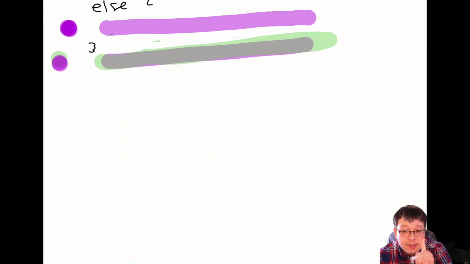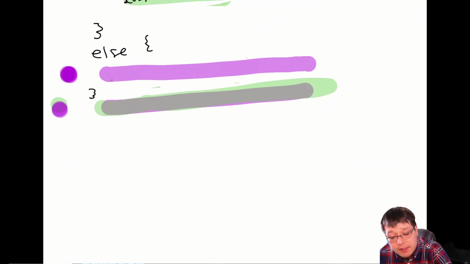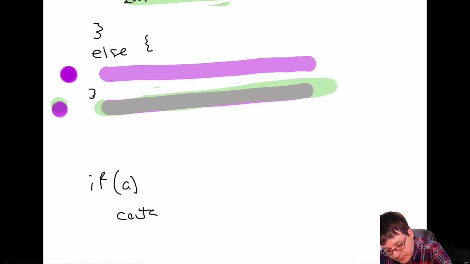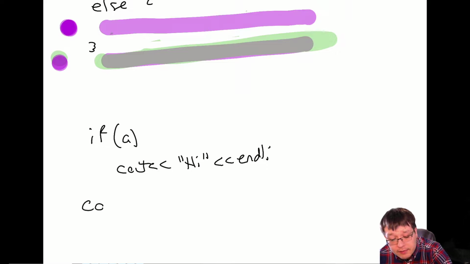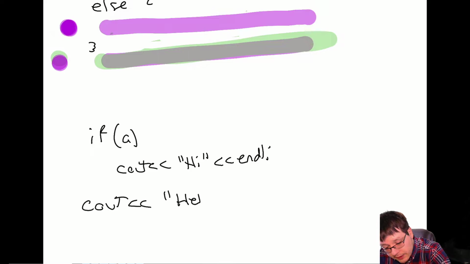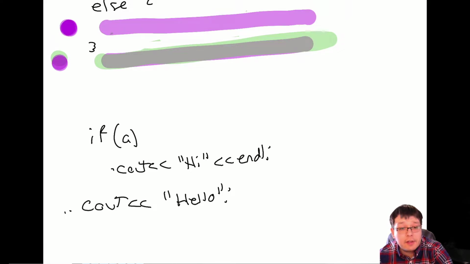Also, if it's a single statement that I'm executing, I actually don't even need the curly brackets at all. So I can do something like this. That's going to be okay. And then on the next line, if I have cout hello: if A is true, I'm going to say hi, and then I'm going to see hello. If A is false, all I'm going to see is hello. I don't need the curly bracket. I do the spacing because it's easier for my eyes to see, but C++ ignores it.